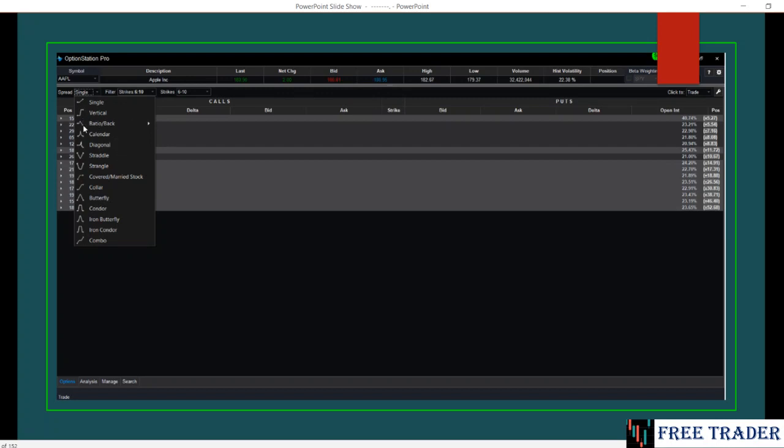Now there are many strategies about option spreads. We have the vertical, the ratio back, the calendar, the diagonal, the straddle, strangle, collar, butterfly, condor, a lot of them. I'm not going to talk about them today. I just want you to learn how to read the table first. So those strategies, I will talk about them later on.